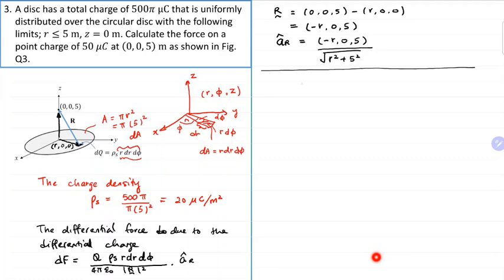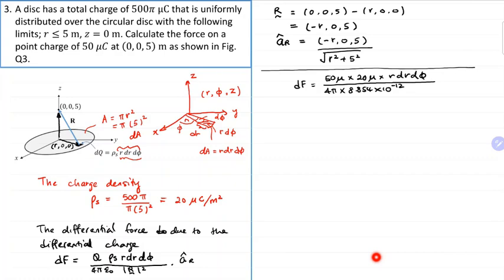Okay, so putting in all the values, the differential force equals 500 microcoulombs times 20 microcoulombs per meter times dA, which is r dr d phi, over 4 pi epsilon naught, where epsilon naught is 8.854 times 10 to the minus 12.